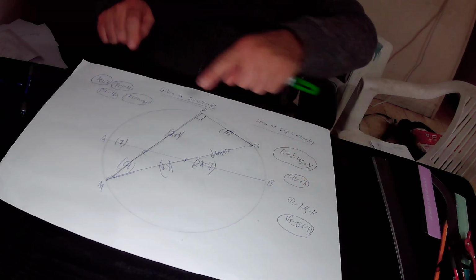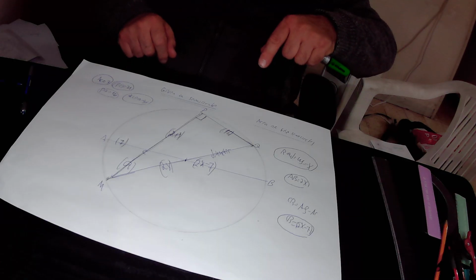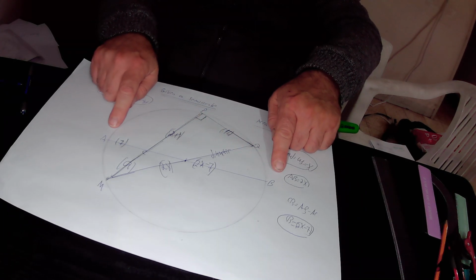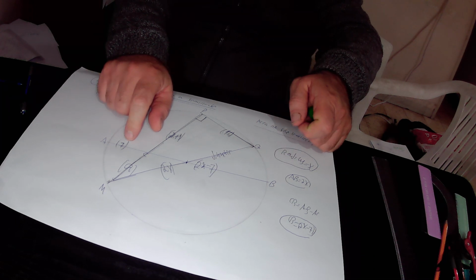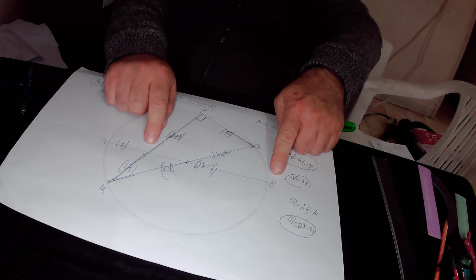Again, CB equals AB minus AC. So CB equals AB, that is 2x, the diameter of this circle, minus AC, that is 7, according to what is given in the question. So in total, CB equals 2x minus 7 units in length.